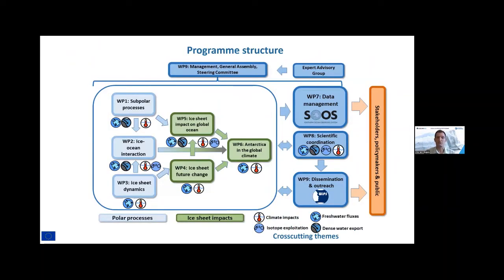So the program is arranged effectively around those ideas, where the first 3 work packages are really looking at processes. So these are looking at the subpolar processes around Antarctica, looking at the ocean heat delivery to and from the ice shelves, looking at the ice-ocean interaction directly, particularly underneath floating ice shelves, and the ice sheet dynamics of the Antarctic ice sheet itself. So modelling the ice sheet more accurately. And then moving into more impact-focused work packages.